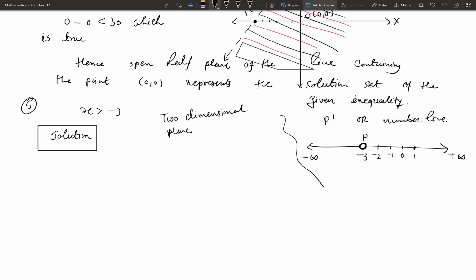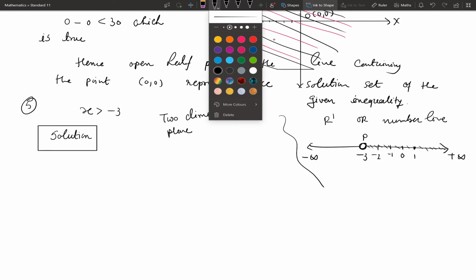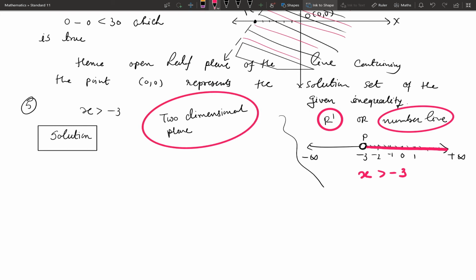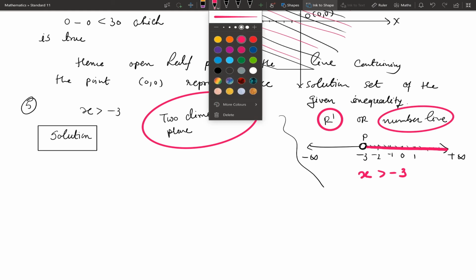On the solution side, x greater than -3, x can take all these values, and we denote the solution portion by a bold line. So this is the solution in the case of R1 or the number line. The inequality is the same, x greater than -3, but here we have to give the solution in a two-dimensional plane.